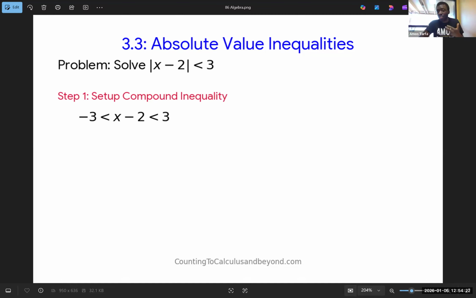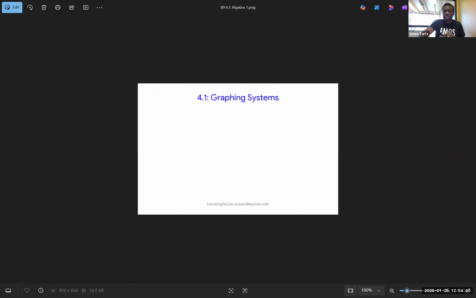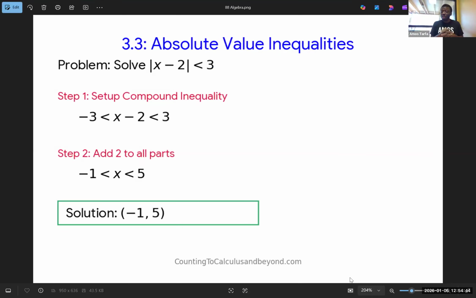Now you solve for x using the strategy we discussed before. You add 2 to both sides, you get negative 1 is less than x, which is less than 5. Negative 1 to 5 is the solution to this set. Okay, sorry, I started graphing systems here. Okay, so we're going to stop there with inequalities.